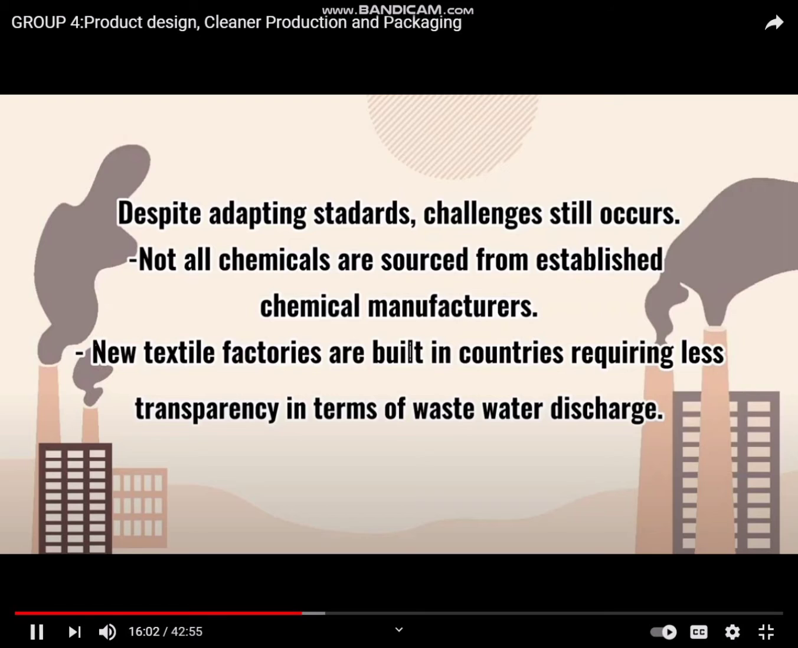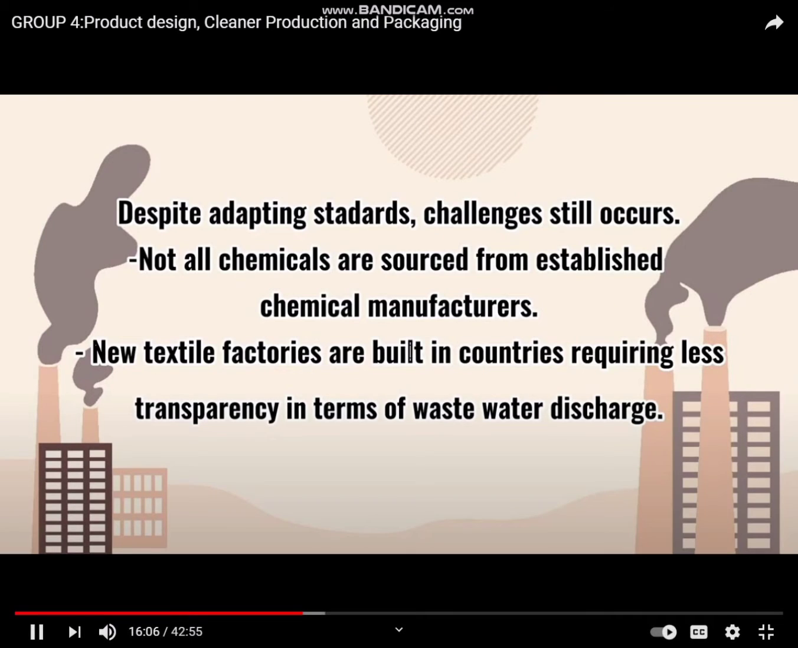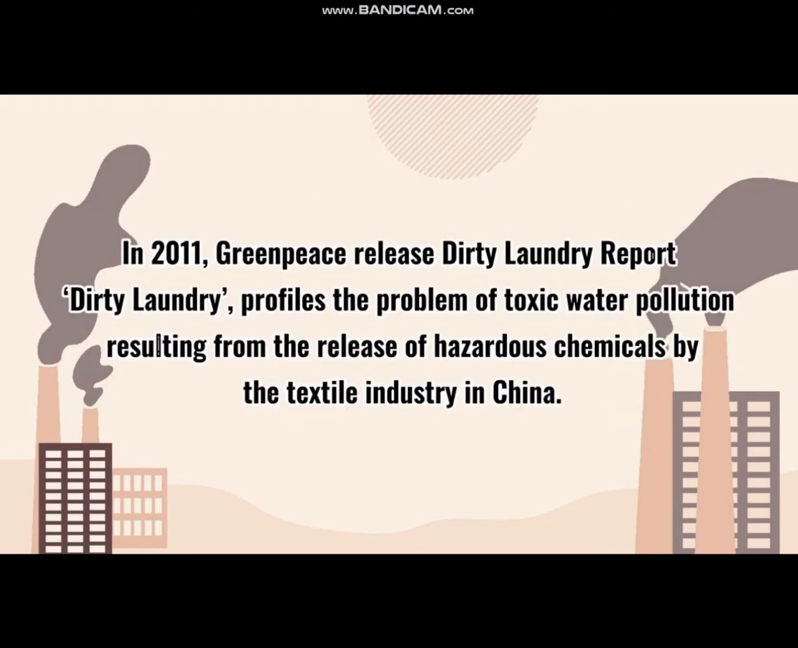Despite adopting standards, challenges still occur. Not all chemicals are sourced from established chemical manufacturers. New textile factories are built in remote areas, requiring less transparency in terms of wastewater discharge. In 2011, Greenpeace released the Dirty Laundry report. Dirty Laundry profiles the problem of toxic water pollution resulting from the release of hazardous chemicals by the textile industry in China.